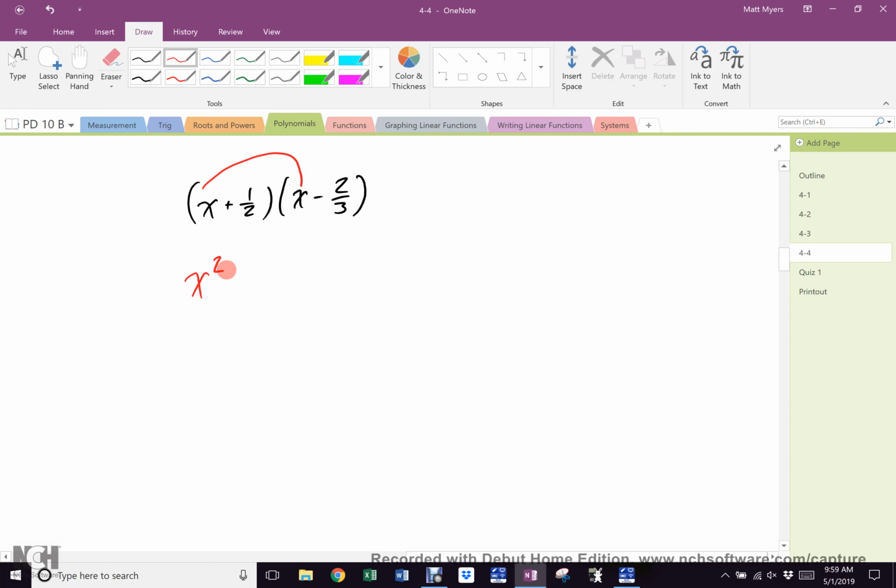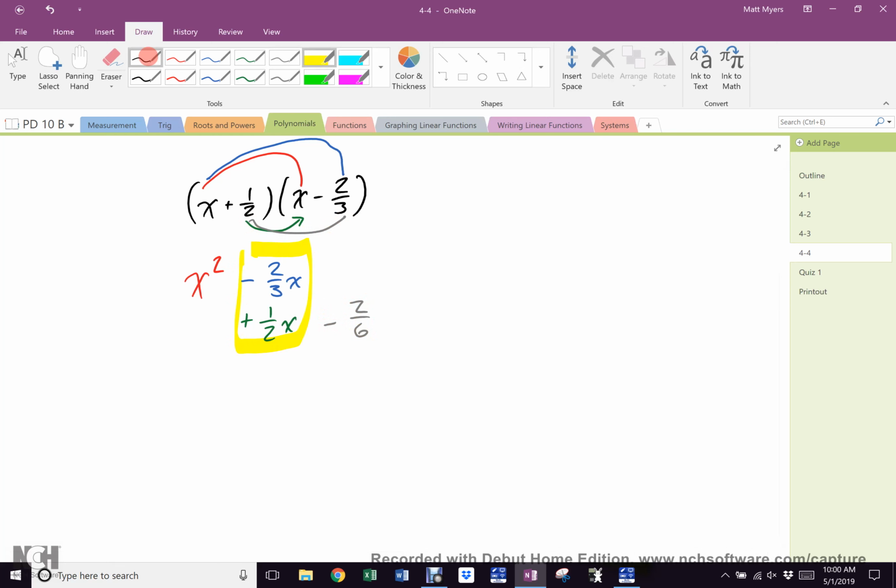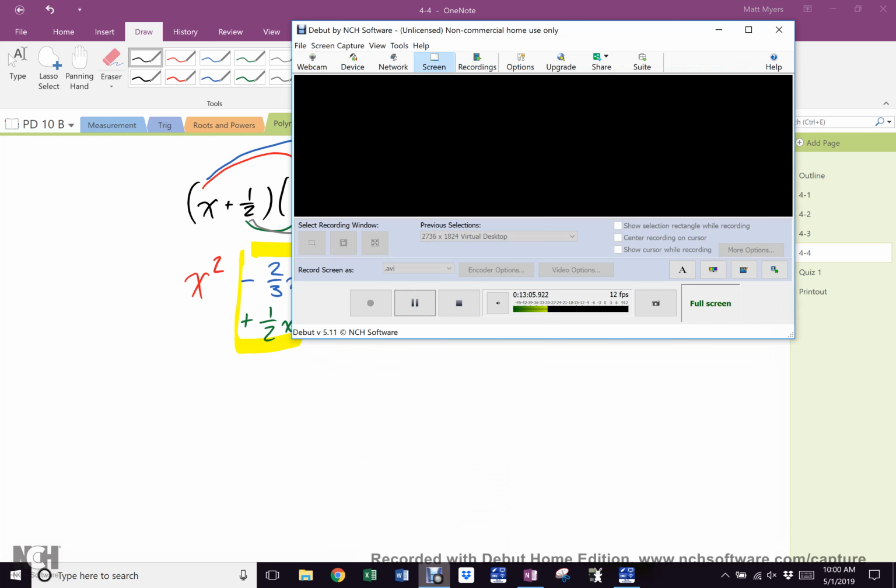I would get x squared. I would not get 2x. What would I get there? Negative 2/3 x. Yes? What would I get there? Positive 1/2 x. And what would I get there? Negative 2/6. Yes? Now, what would I need to do with that? You would need to add the x terms because those are like terms, correct? Yeah. So what I would need to do is take negative 2/3 and add 1/2. Now, Eckham has told me I need a combination. Son of a... Come on.